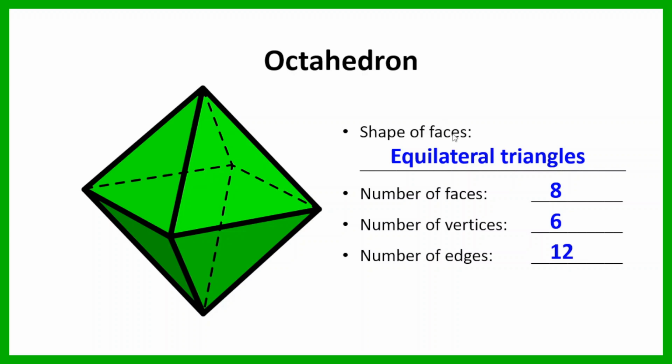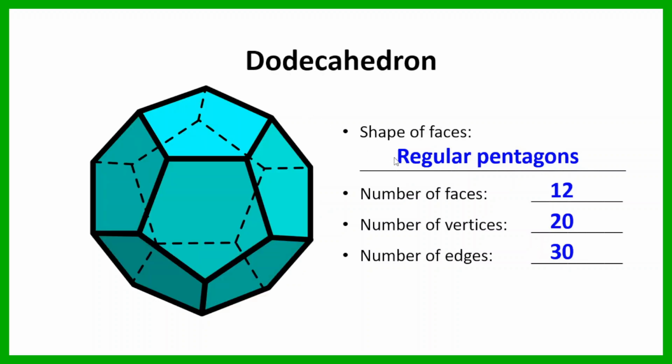The octahedron has got equilateral triangles for faces. It has got 8 faces altogether. There are 6 vertices and 12 edges. And then the dodecahedron has got regular pentagons for the faces. There are 12 faces altogether. The number of vertices is 20, and the number of edges is 30.